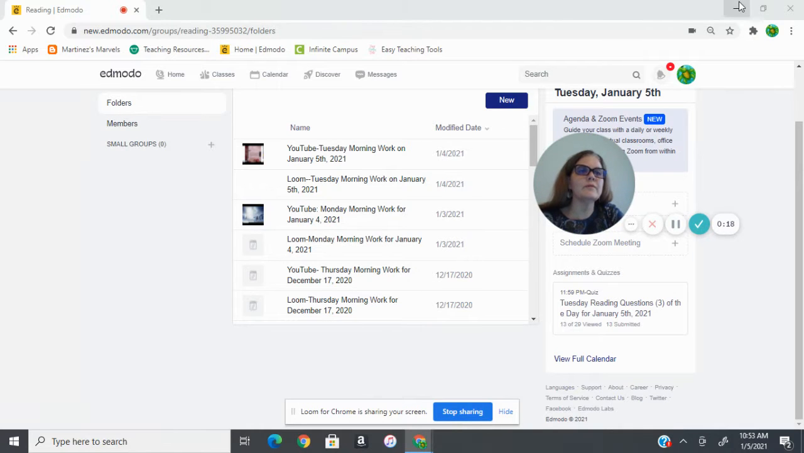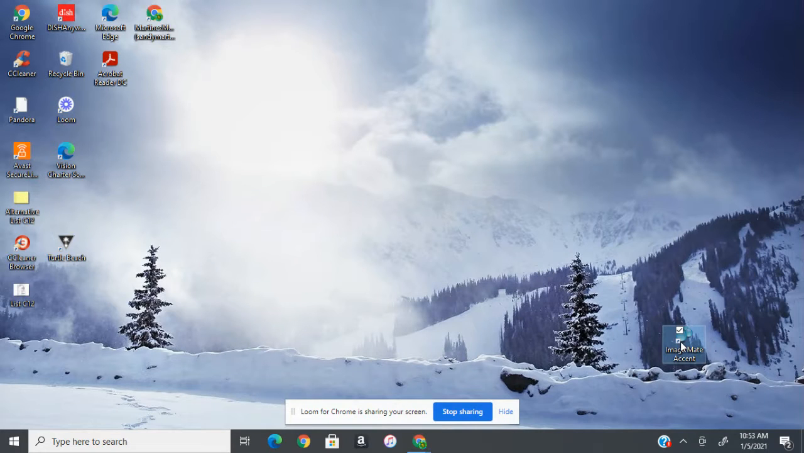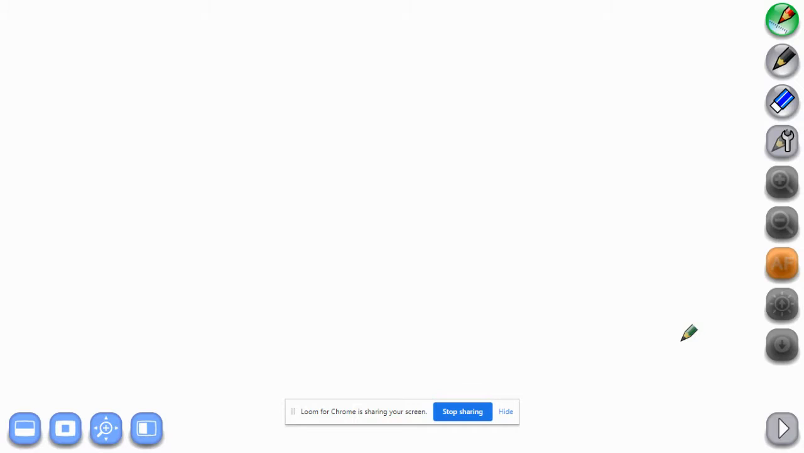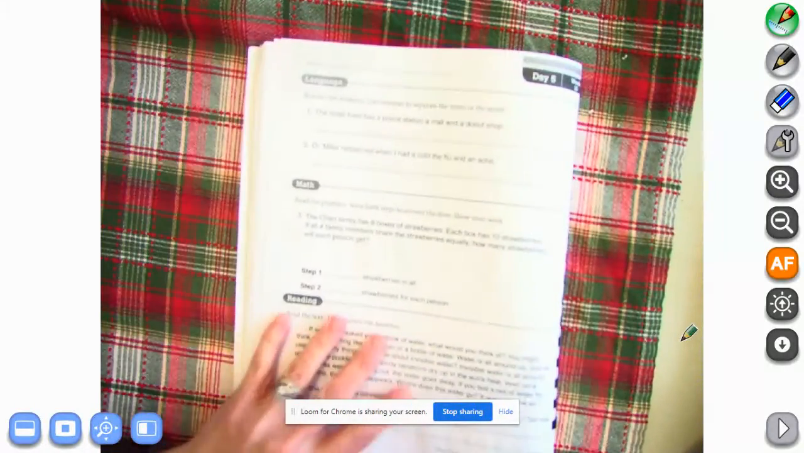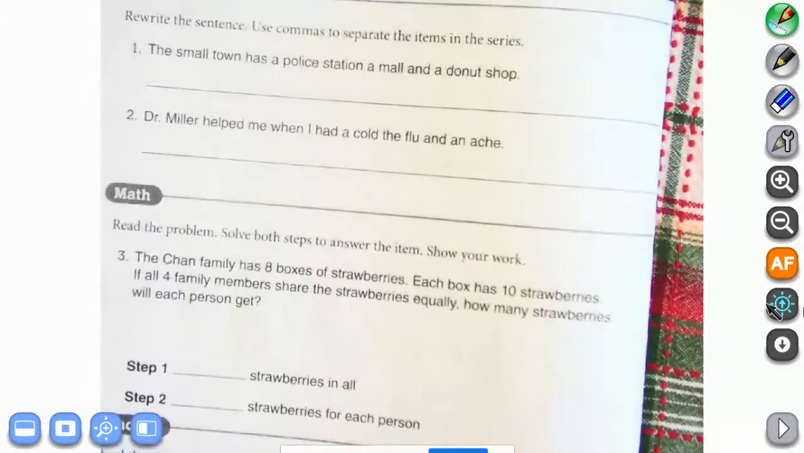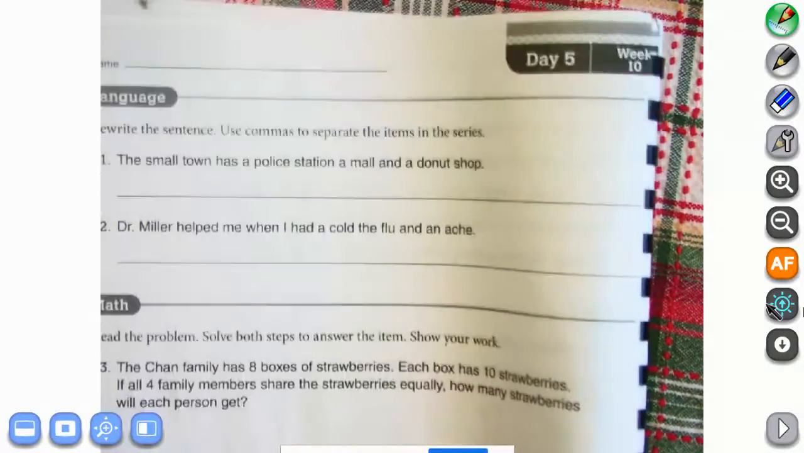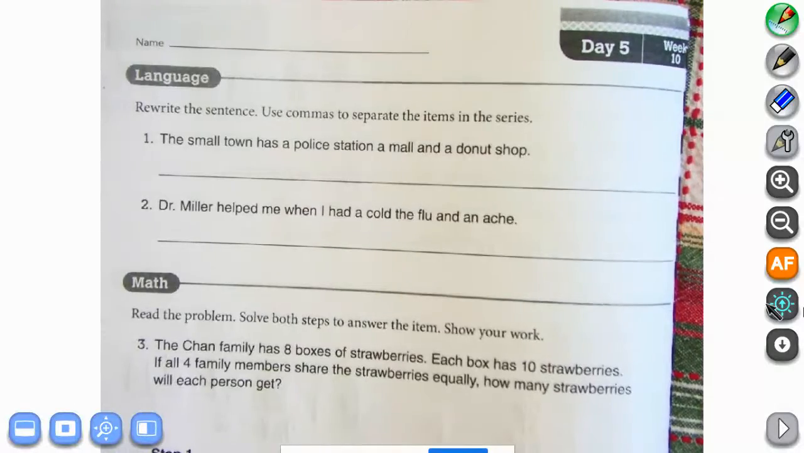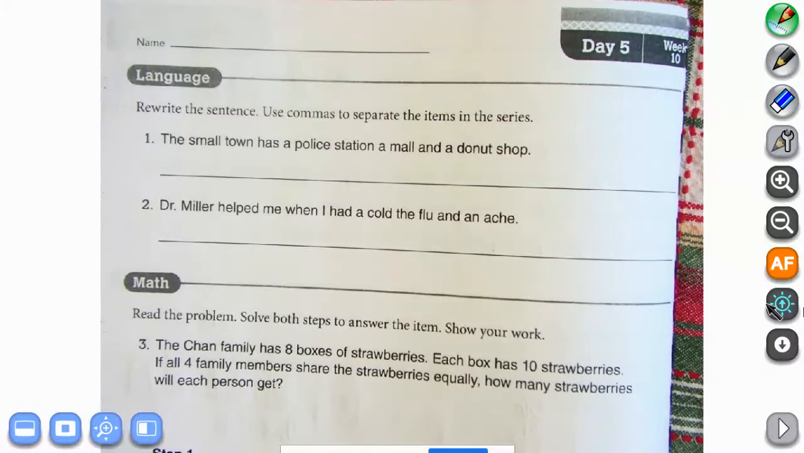I'm going to go grab the camera real quick. There we go. Get ourselves adjusted here. All right, so make sure you're on page 60. Also, you should have this already finished because you worked on this yesterday.